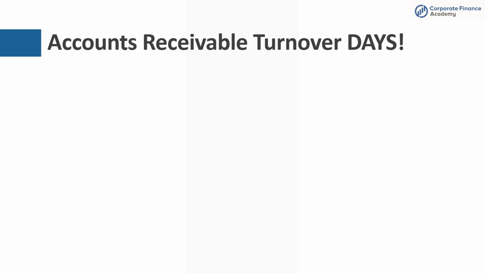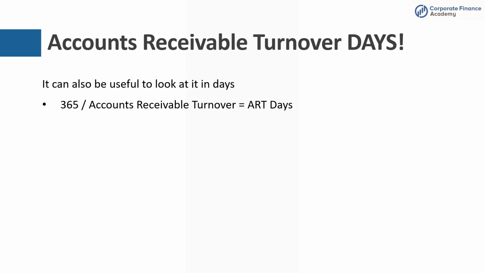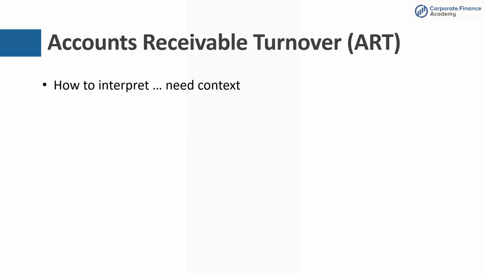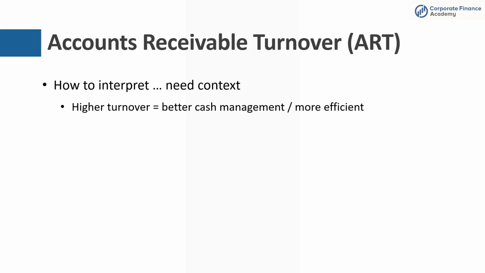Now there's another wrinkle to this where you can actually turn accounts receivable turnover into AR turn days. So what you do is a very simple formula. You just take 365 divided by that AR turnover. 365 divided by 9.1, that's 40.2 days. So this would tell you, on average, it takes you 40.2 days to collect all credit sales. So how do you interpret it? Higher turnover typically means better cash management, more efficient. Lower turnover is worse cash management.